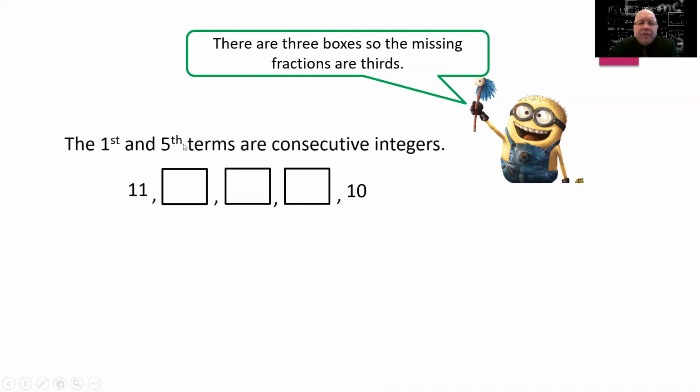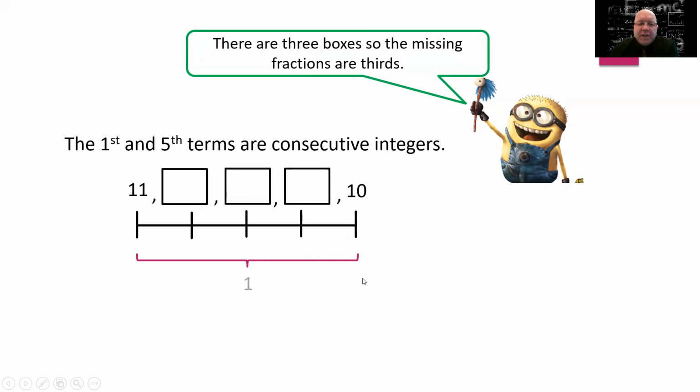Okay, we've got the first and the 5th term, and they're consecutive integers. We've got 11 and 10. So 11 and 10 follow on from each other. Okay, but it's the first and the 5th term because we've got 1, 2, 3, 4, 5. So if 11 is our first term and 10 is our last term, then we've got our 3 terms in the middle, but altogether there's actually 4 steps because we need to count the last one. So 1, 2, 3, 4 steps to get from 11 to 10.